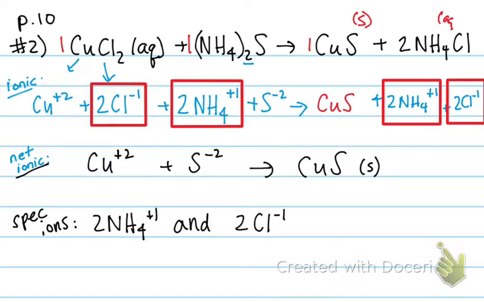And that's how you do a net ionic equation. So go ahead and try out number 3 and 4 on page 10, and also work on page 9 for me. Page 9 is simply you predicting the products of a double replacement reaction, so it's a little bit easier.